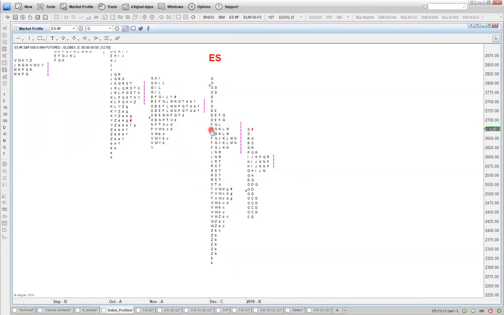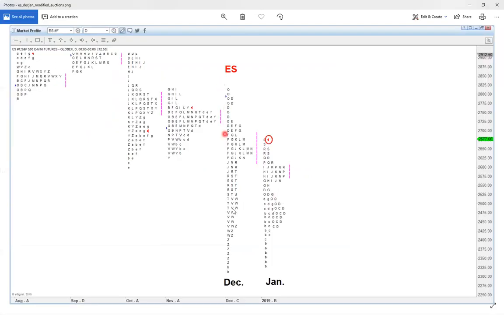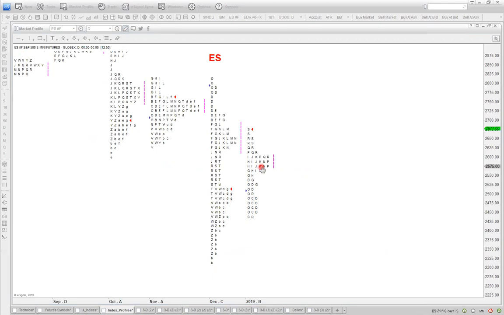Now, if I take this view, this is the view now, the modified, adjusted view of the auction. This is the December auction, and this is the January auction. Now, this is close to what we see here, but it's different in a couple of very important ways.